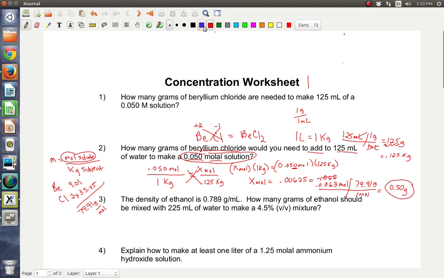Okay, I'm going to change colors up here for a second. It means in order to create this solution, the concentration of it, and I only want to make 125 milliliters of that solution, I need to add 0.5 grams of beryllium chloride to 125 milliliters of water. Now notice that we're adding the solute to the solvent and bringing it up to that particular volume so that we end up with 125 milliliters. If we put 125 milliliters of water in there first and then add half a gram, the volume would be slightly off because beryllium chloride is going to take up some space and it's going to add volume to that solution.